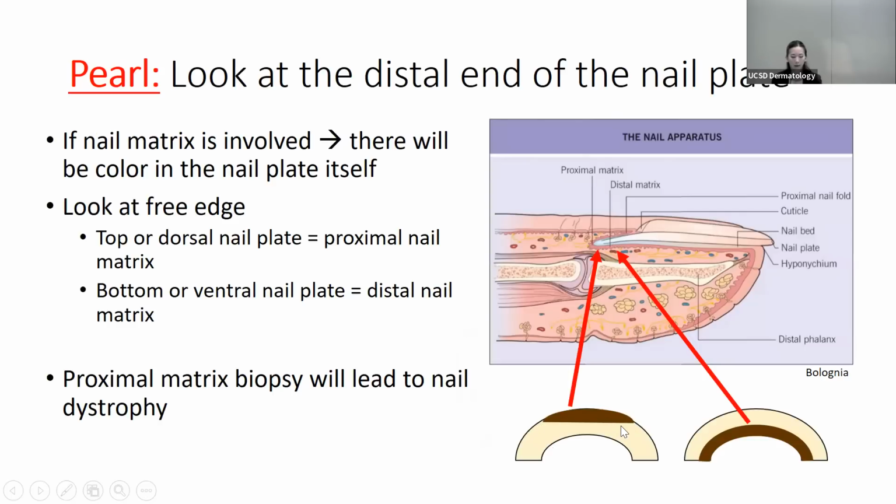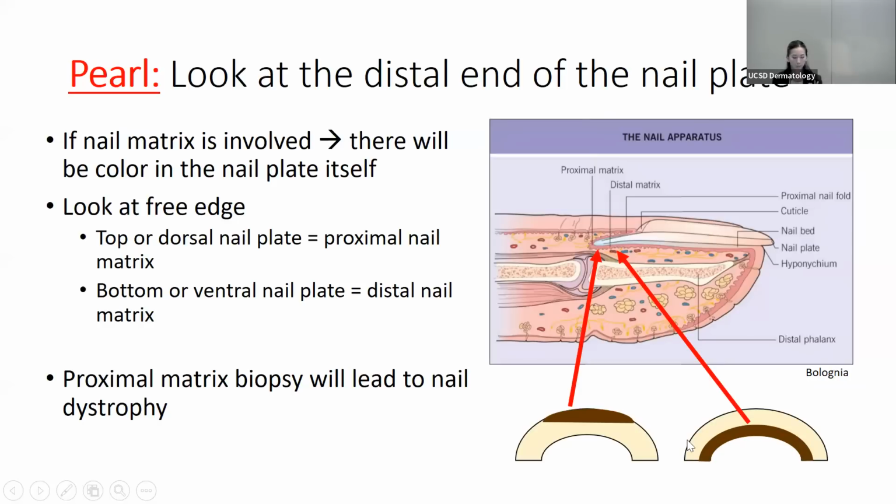And going back to board spotter, if you see pigment in the top or the dorsal nail plate, that comes from the proximal nail matrix, because proximal nail matrix makes the dorsal nail plate. I always remembered this with an O in proximal, O in dorsal. The distal nail matrix here makes the bottom or the ventral nail plate.